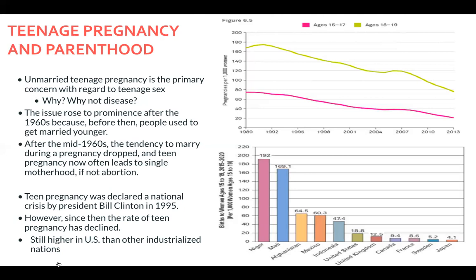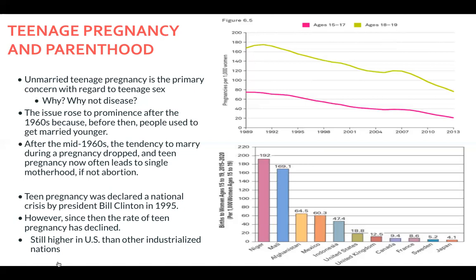So in 1995, President Bill Clinton declared teenage pregnancy a national crisis. That's because, especially when compared to our other fully industrialized capitalist nations, in Europe in particular, but also even some Asian countries, America had a much higher rate of teenage mothers. And so a lot of resources were given to public health offices throughout the country to try to address teenage pregnancy. And since the 1990s, teenage pregnancy has declined, and we'll talk about what contributed to that decline in an upcoming slide.